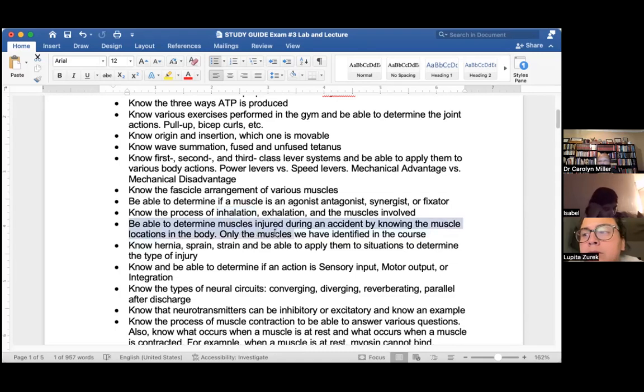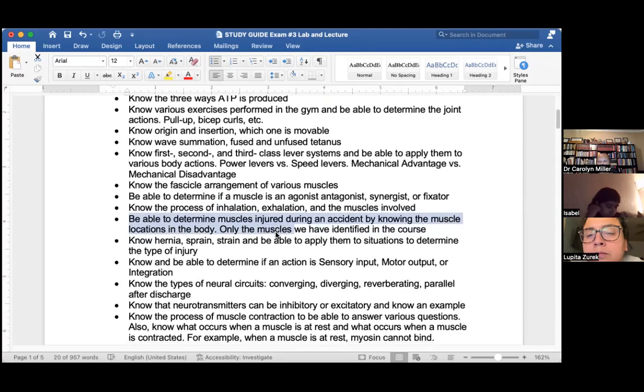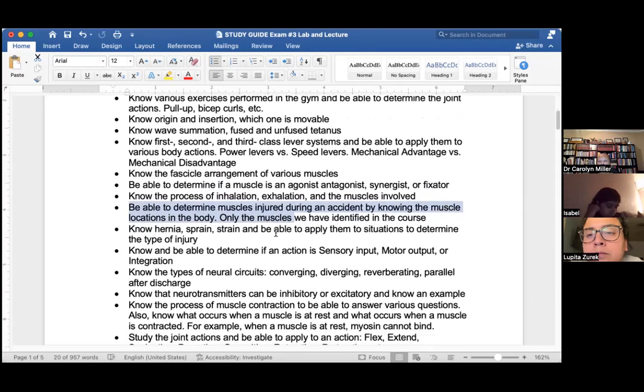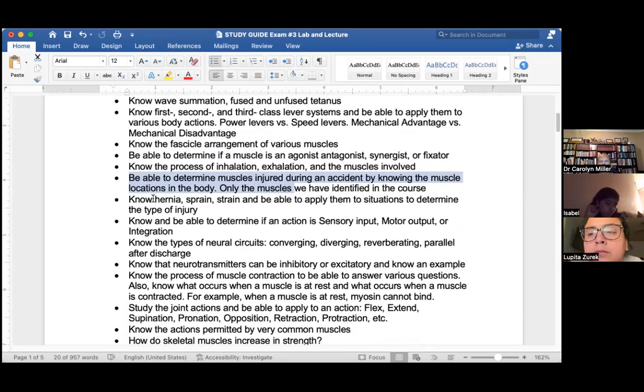Be able to determine the muscles injured during an accident by knowing the muscle locations in the body. Only the muscles we have identified in the course. What came to mind when I read that is a hernia. Your rectus abdominis is that muscle that comes down the front. Sometimes it is perforated, i.e. we get a hernia. I didn't teach that, but I think that question is on there, but I know you would figure it out because it's the organs protruding through that muscle.